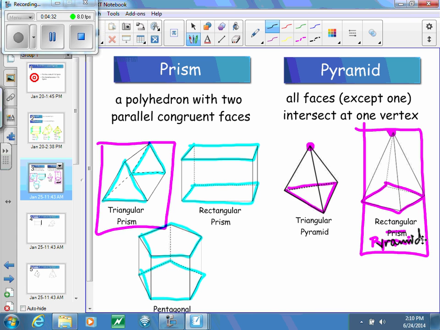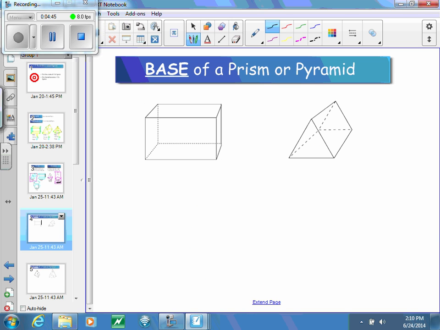Okay, sorry about that. So looking at a rectangular pyramid versus a triangular prism, those two get people messed up all the time. As we start looking at volume and surface area, the one thing that we need to know how to find is the base of a prism or a pyramid.